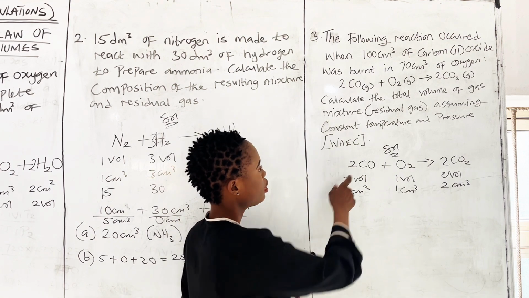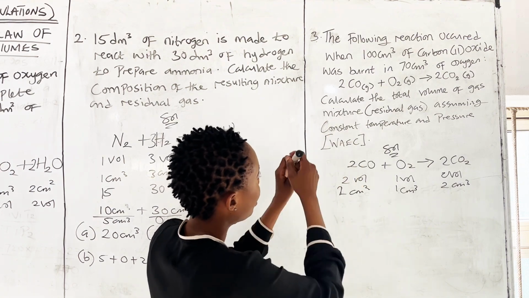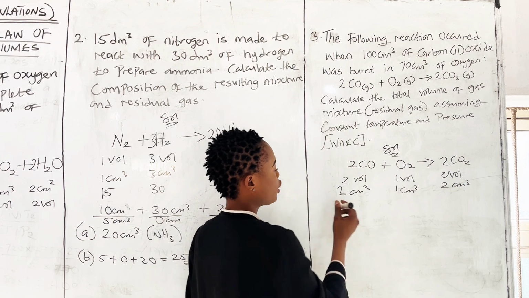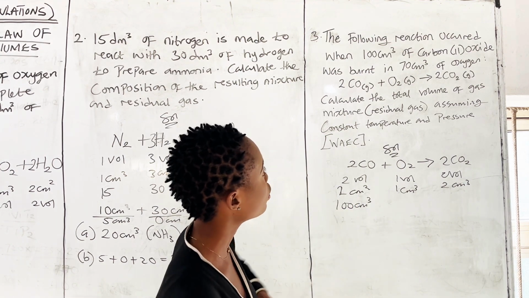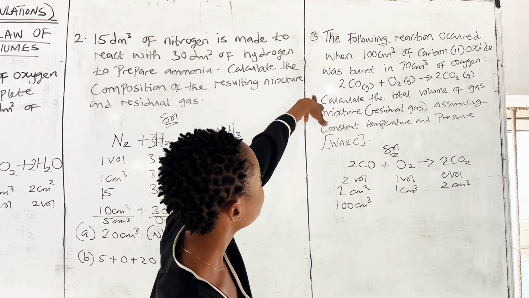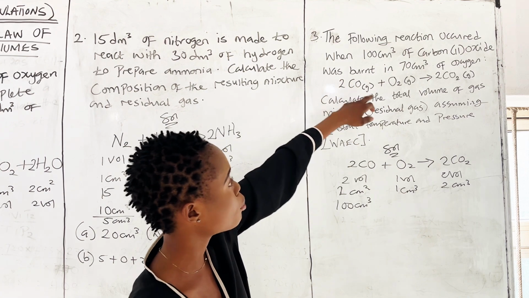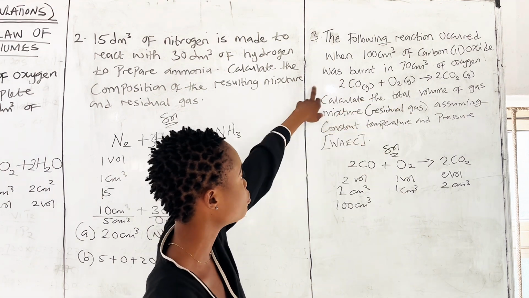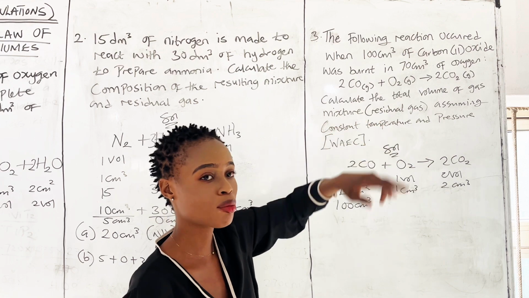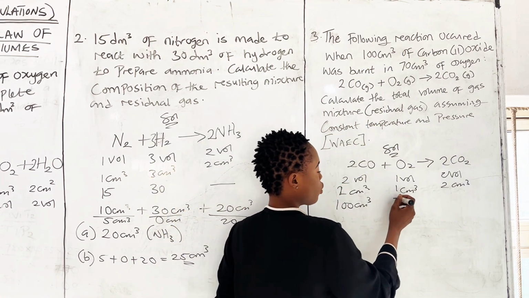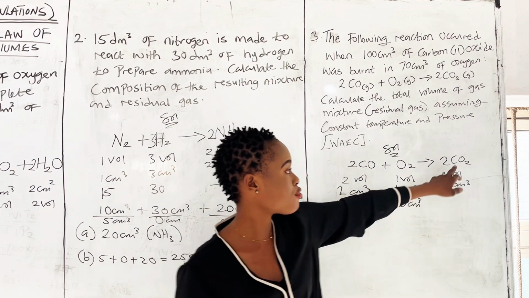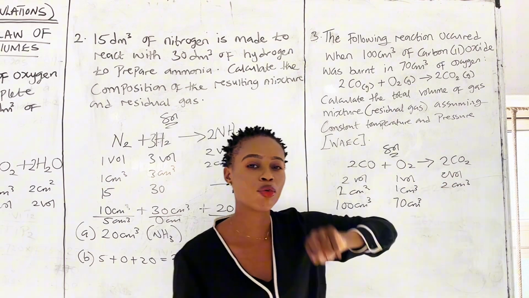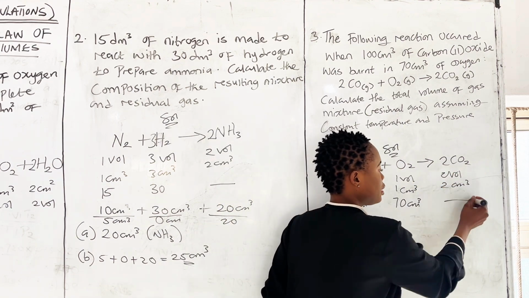So that said, they told us that CO has 100 centimeter cube, so we'll put our 100 centimeter cube. And then they told us that was burnt. They said the following reaction occurred when 100 centimeter cube of carbon 2 oxide was burnt in 70 centimeter cube of oxygen. So oxygen is 70 centimeter cube. We were not given carbon 4 oxide. CO2 is what? Carbon 4 oxide. So this will be dash.